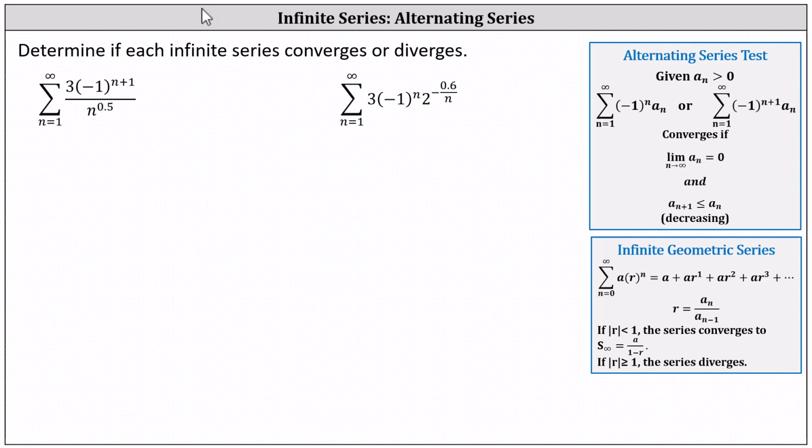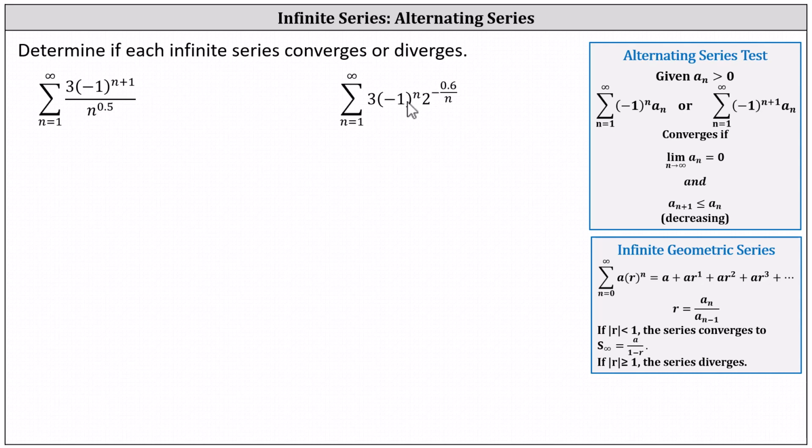Determine if each infinite series converges or diverges. Looking at both infinite series, notice we have alternating series because the formula for the first series involves negative 1 to the power of n plus 1, and the second series involves negative 1 to the power of n. Because of this, we'll be applying the alternating series test.